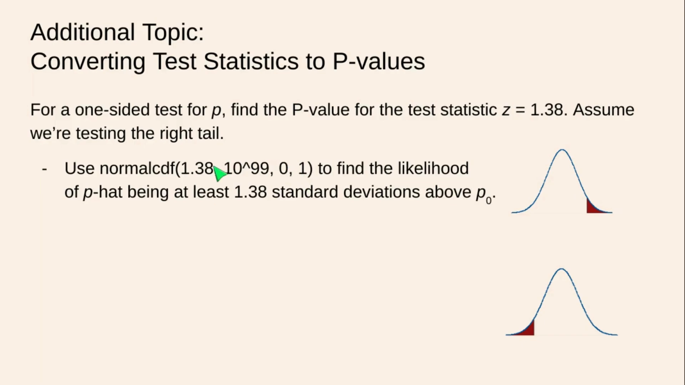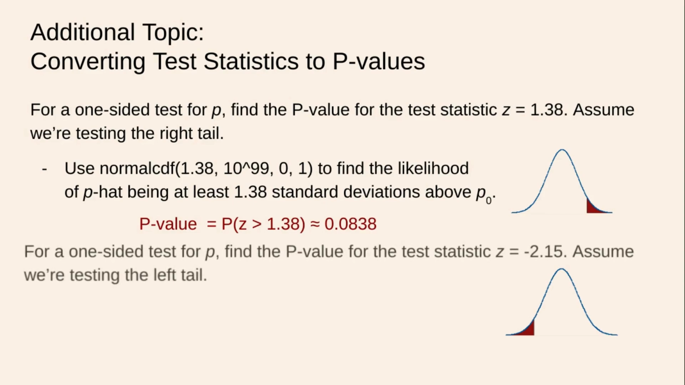And we would say here is my test statistic of 1.38. And we want to see what are the odds of getting above 1.38. So we go from 1.38 to 10 to the 99, arbitrarily high number. And that gives us the likelihood of p hat being at least 1.38 standard deviations above our assumed population proportion, p sub 0. If you were to type this into your calculator, you would get 0.0838.